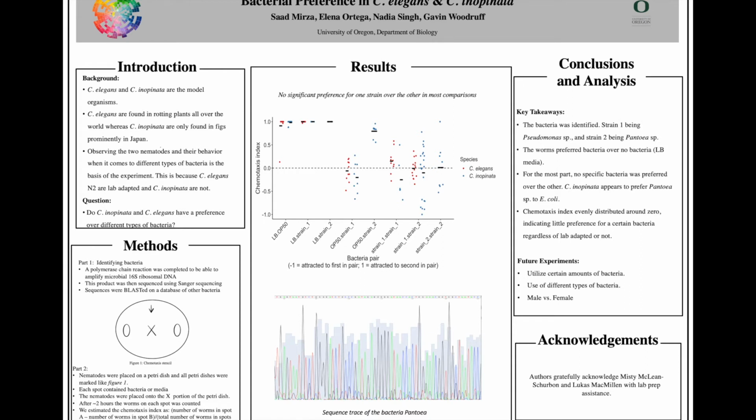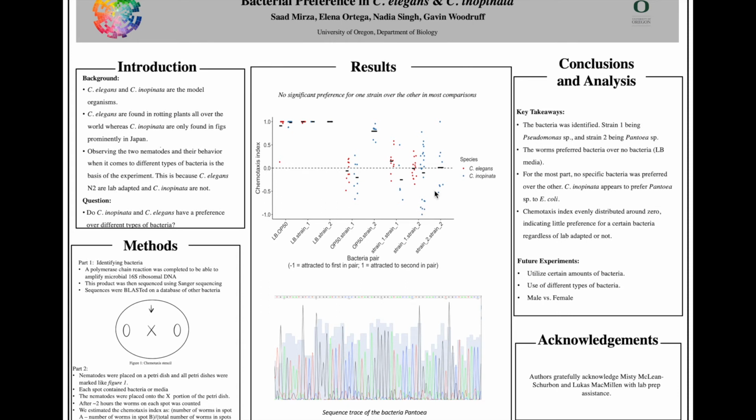So some key takeaways we can take are the bacteria being identified. So strain 1 was Pseudomonas sp. from the BLAST program that we got, and then strain 2 was Pantoea. The worms preferred bacteria over no bacteria, which was seen here, and then no bacteria was really preferred over the other, and that was seen between these two and all of these over here.